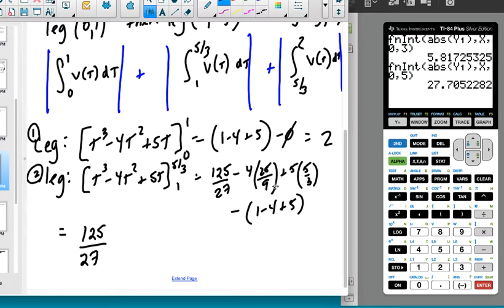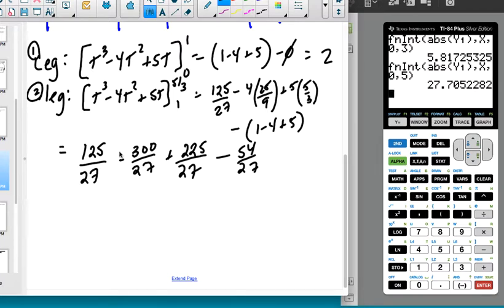This is 100 over 9, but I need it to be over 27, so it's 300 over 27, right? This is 25 over 3, but again, I want it to be over 27. So I'm going to times by 9, which I don't really feel like doing, but 25 times 9 should be 225. So this is 225 over 27. And then this guy ends up netting to being a minus 2, which would be minus 54 over 27. Good times, so much fun.